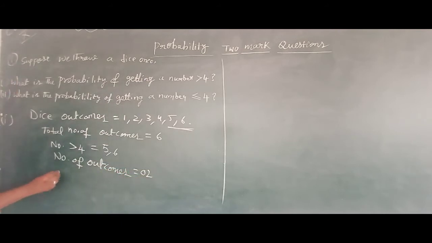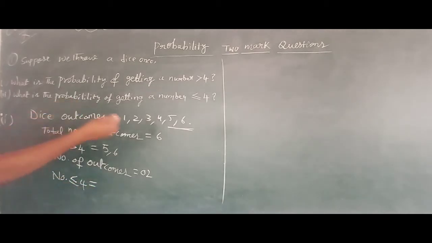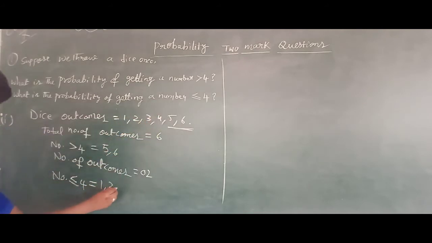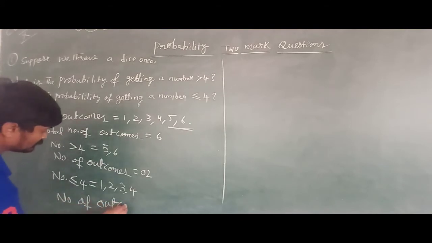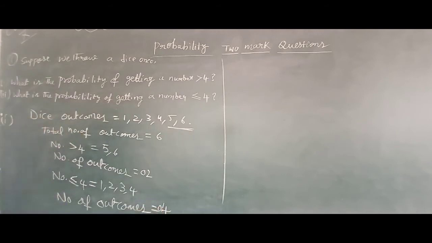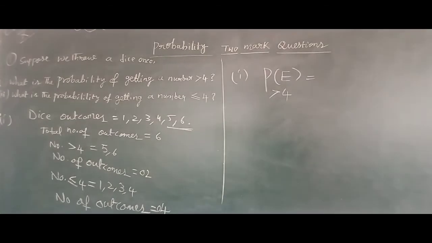Same method: numbers less than or equal to 4 means which numbers? 1, 2, 3, 4. So the number of favorable outcomes is 4. So this is about the first. We have to complete this, and after completion, this is your first one.